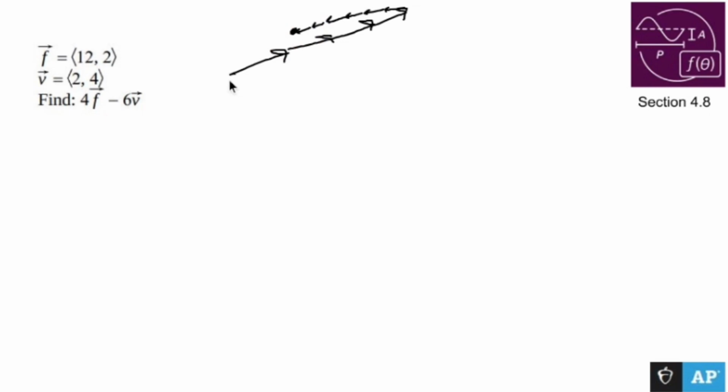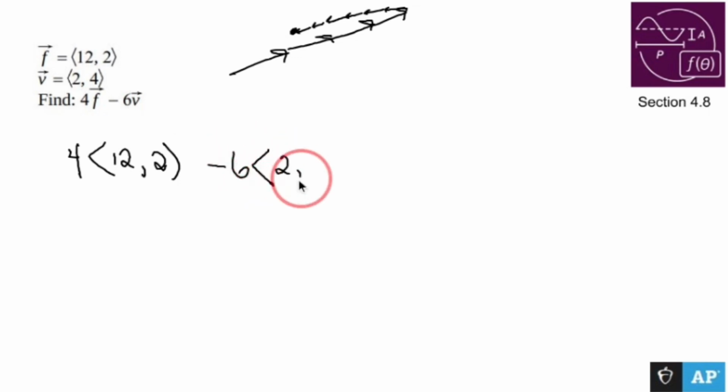So what's the distance from the very beginning to where I ended? That's what I'm doing with these guys. And like I said, the math is exactly the way it looks. You do 4 times the vector, 12, 2, and then you're going to subtract out 6 times the vector, 2, 4.